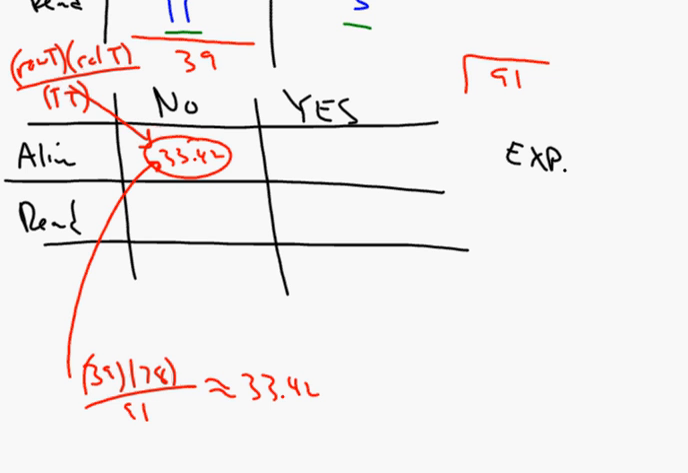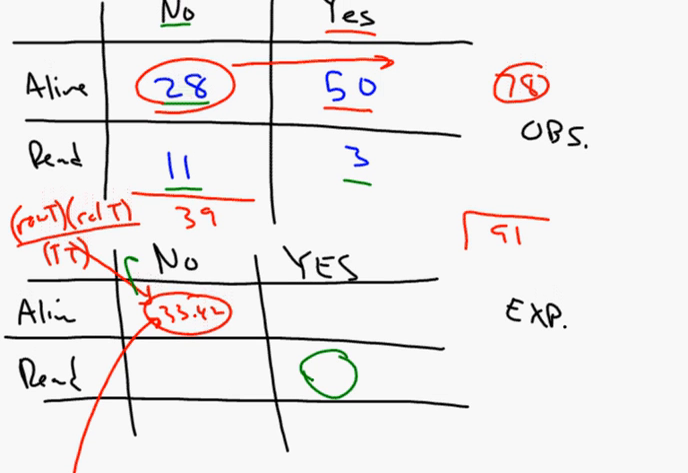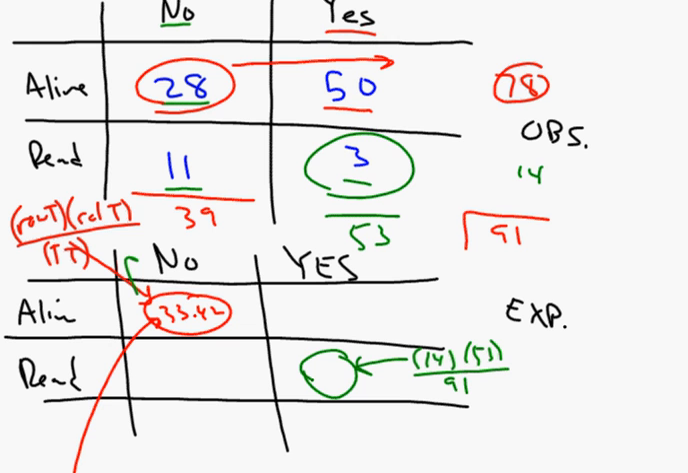So now you have to redo that process. For example, if you want to get what goes in that position, that corresponds with the 3. That column total is 53. That row total is 14. So you're going to have to do 14 times 53 over 91. And then you need to proceed for all the other cells.